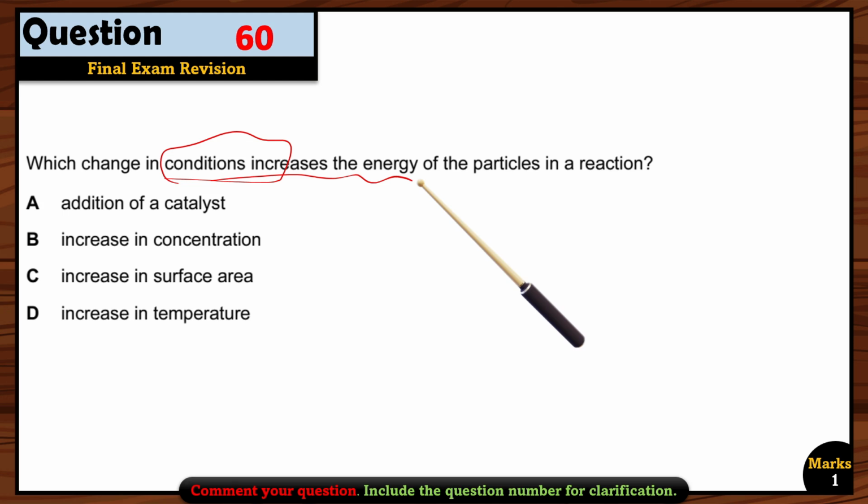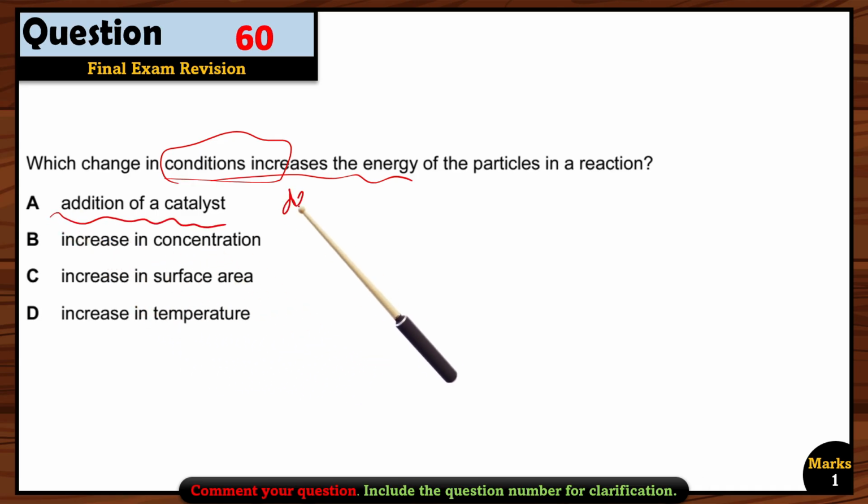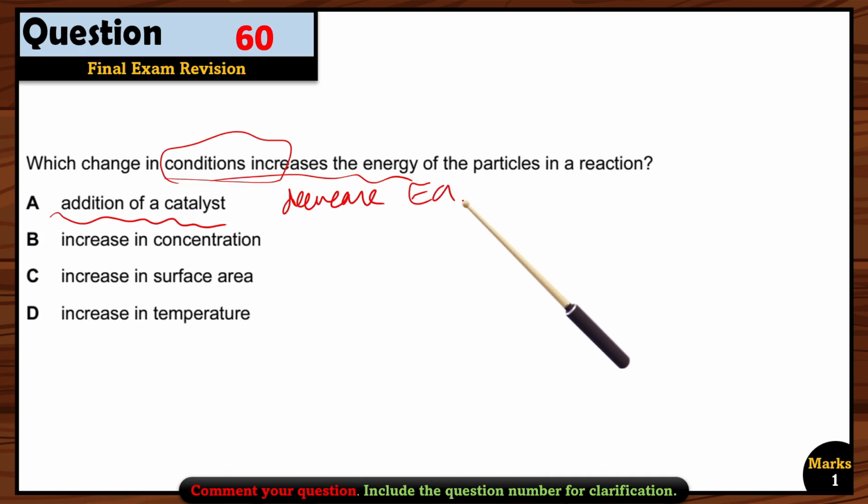Addition of a catalyst has nothing to do with the particles. It is always used to decrease the activation energy of the reaction, not the energy of the particles. Activation energy of the reactants. Okay, that's why we add catalyst. Increase in concentration.